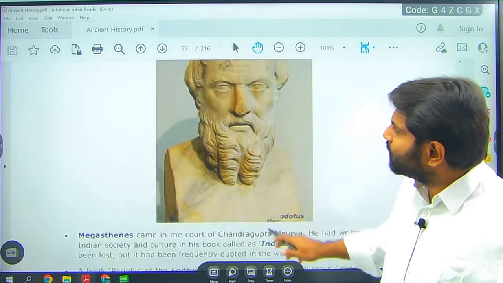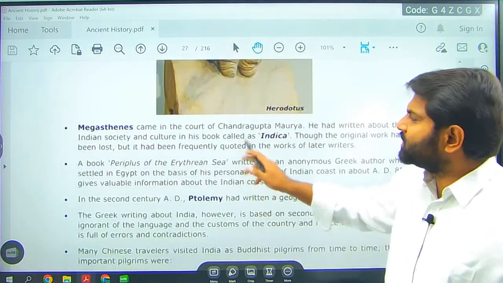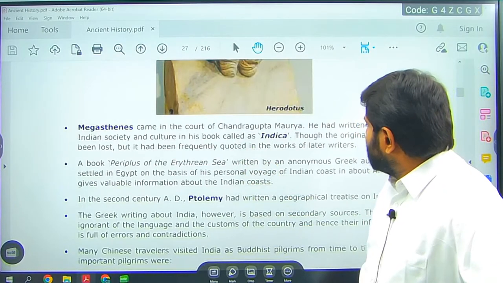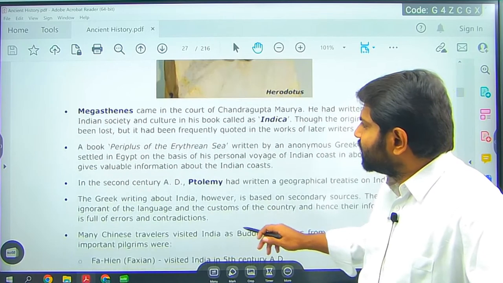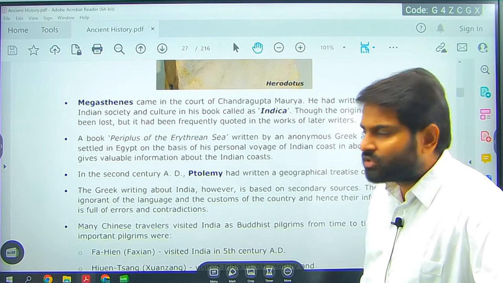So you can see Herodotus. Normally when you talk about history, you talk about Herodotus. Megasthenes came to the court of Chandragupta Maurya and wrote this particular book, Indica. Although the book is lost, it is frequently quoted by many historians.